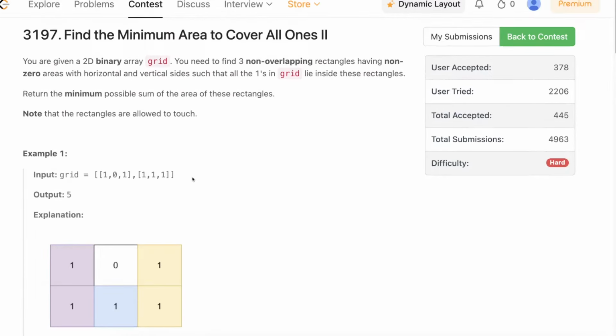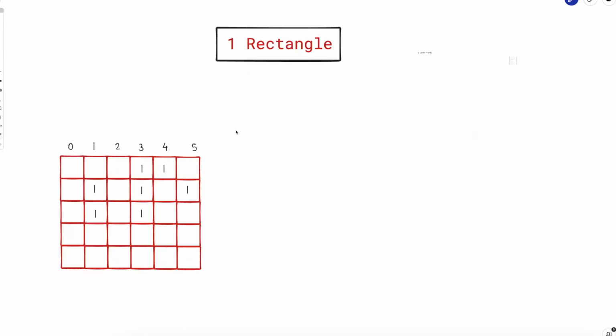Now let's try to solve a simpler version first. We will try to solve the exact same problem with just one non-overlapping rectangle. That means given a grid with zeros and ones, figure out the minimum area of a rectangle you can put here which will cover all the ones in the grid, right? So what is the brute force way to approach this?